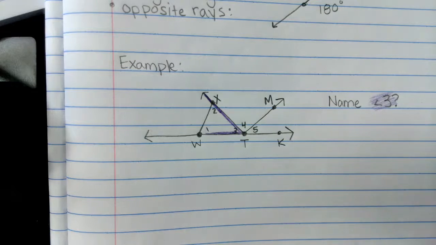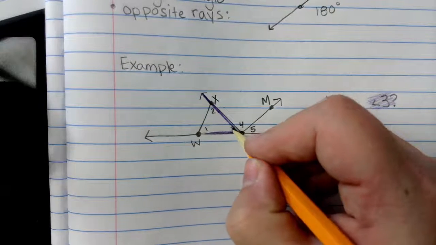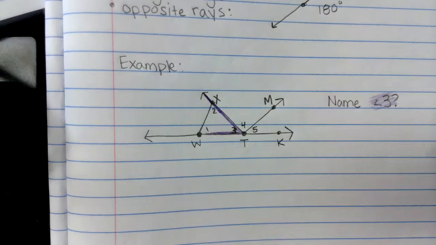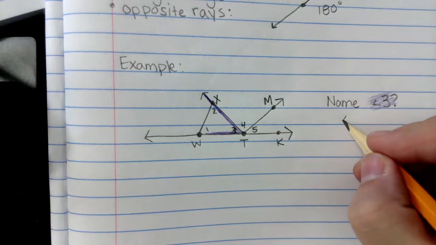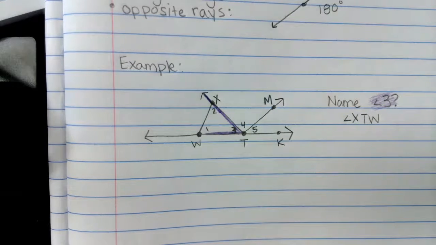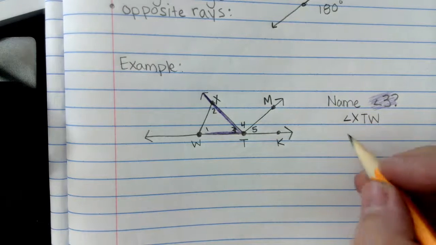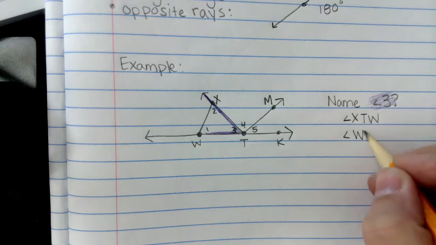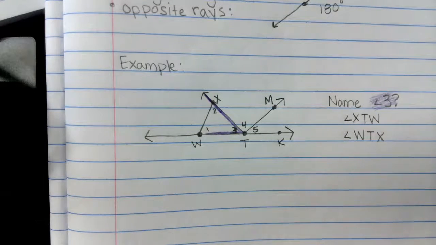So what's another name for that purple angle? Good, XTW. What's another name we could name it? WTX. And then the other name is angle 3.